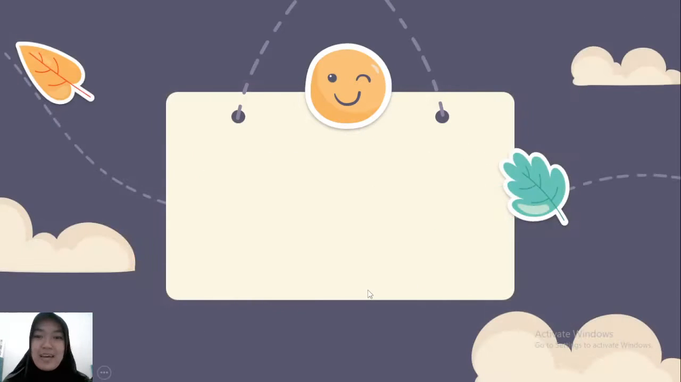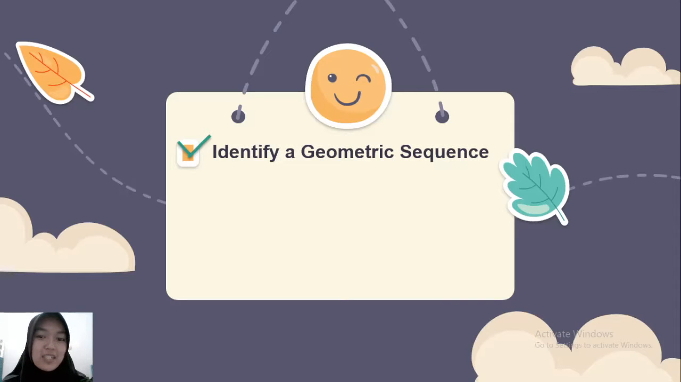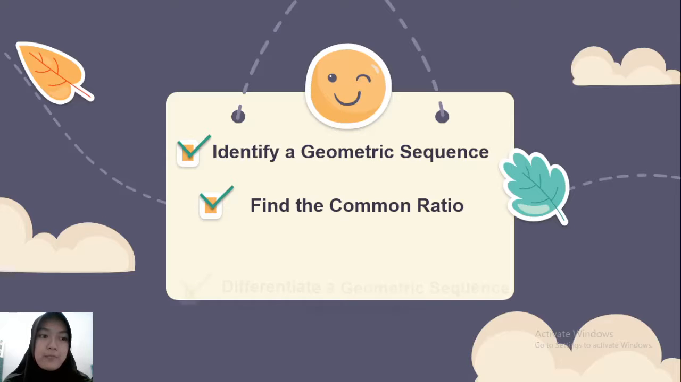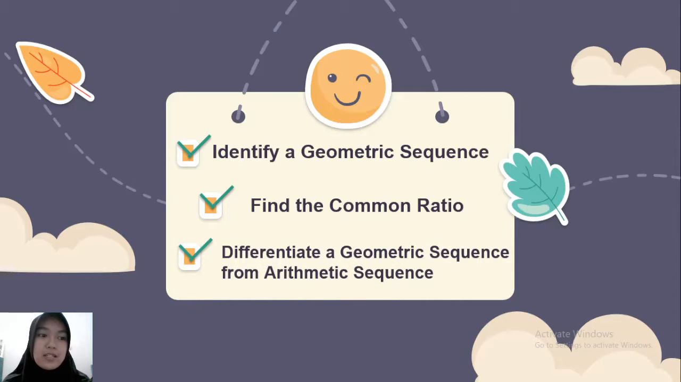Splendid! You have already learned how to identify a geometric sequence and how to find the common ratio of a given geometric sequence. And now, I am hoping that you can also differentiate geometric sequence from arithmetic sequence. That's all for today's lesson.